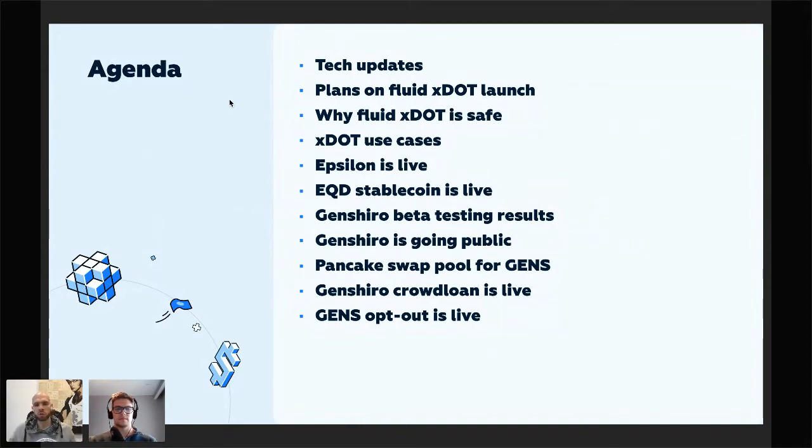Then we'll make a transition to our recent developments that were released into production, and quite a bunch of things went live in the past few weeks. Specifically, it's our Curve implementation, named Epsilon. Also, we have launched our EQD stablecoin, which is already available on Genshiro.